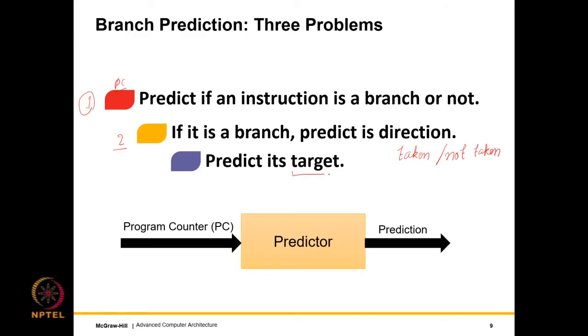Then we need to predict its target, right? If it is not taken, no issue. But if it is a taken branch, we need to predict the target of the branch. So as we see, we have 3 different separate problems here. Problem 1, predict if an instruction is a branch or not. Problem 2, if it's a branch, predict if it's taken or not taken. Problem 3, if it's taken, predict its target. So we create a black box predictor, which given a program counter just returns its prediction, which can very well be the target of the branch.